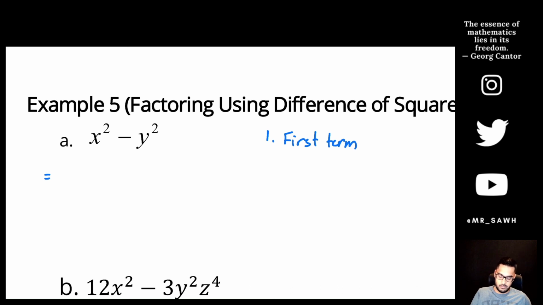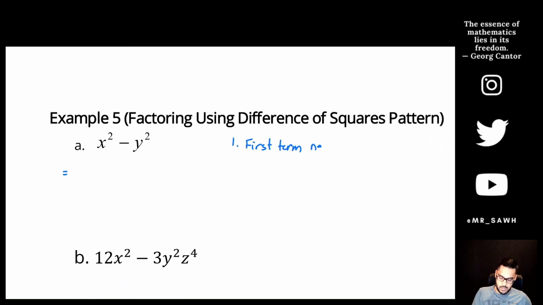should be a square. Let's say first term needs to be a square. It has to be a perfect square for this to work. Number 2, second term. That writing is not too pretty. Second term needs to be square.